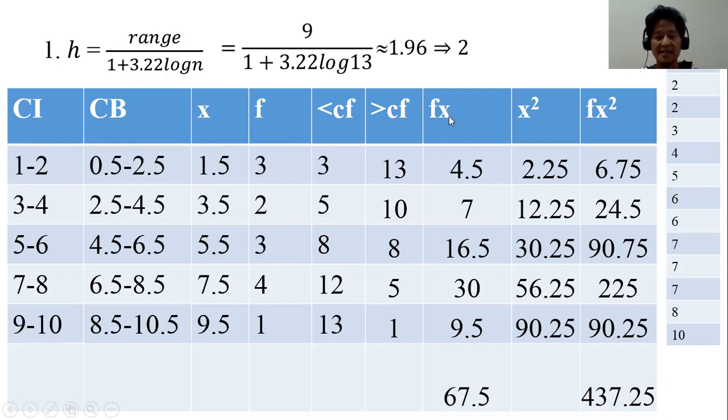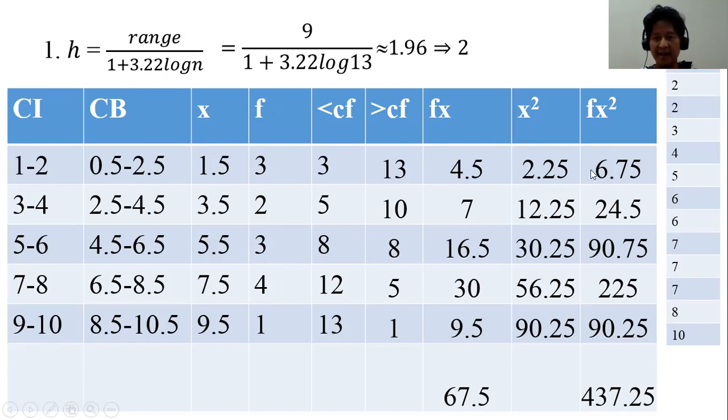Now, fx is simply the product of f and x. Our f of 3 times the x of 1.5, so 3 times 1.5, we have 4.5. Next is 2 times 3.5, so 7, and so on. And then x squared, we just square our x. So 1.5 squared, so we have that. 3.5 squared, and so on.